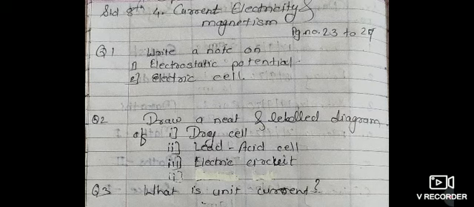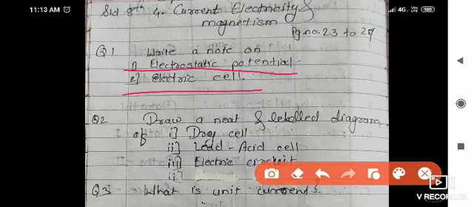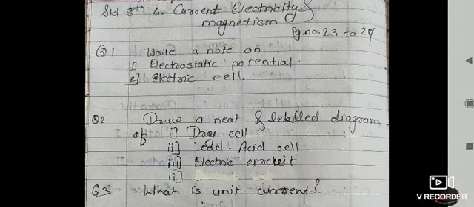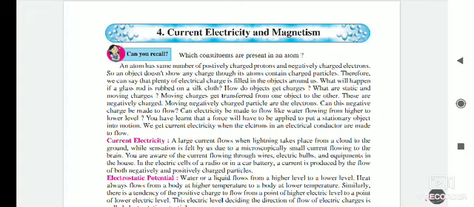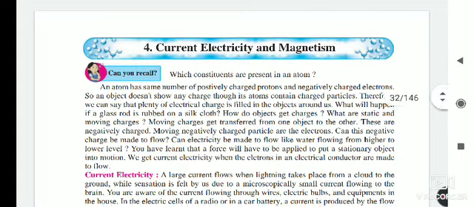Write a note on first, electrical potential, and second, the electrical cell. So we have to write a note on both. Okay, so to see this we will move towards the textbook. So here is the question, lesson number 4, Current, Electricity and Magnetism. The first question is: write a note on electrostatic potential.